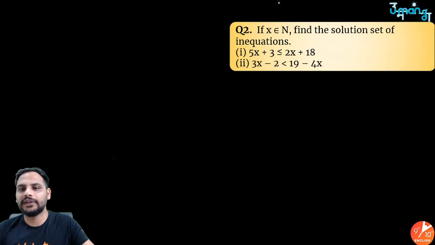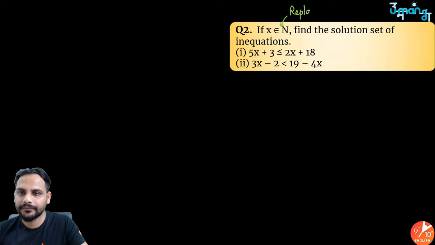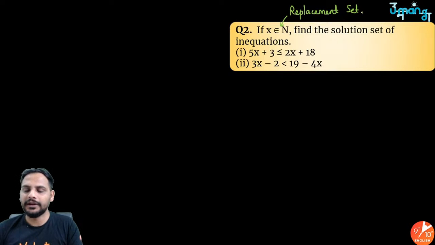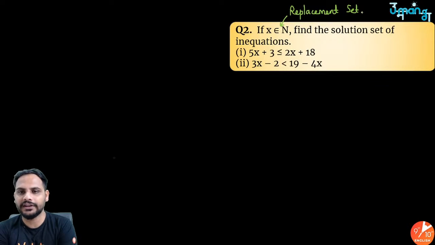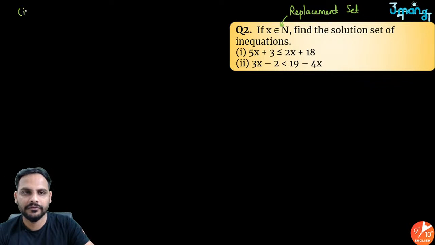If x belongs to natural numbers, now see beta, this thing written over here, x belongs to natural numbers, this is your replacement set. Right? Replacement set. Find the solution set of the inequation. Solution set we have to find out. First one, what do we have here? First one is 5x plus 3 less than or equal to 2x plus 18.